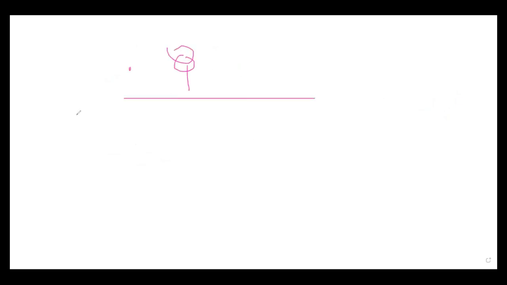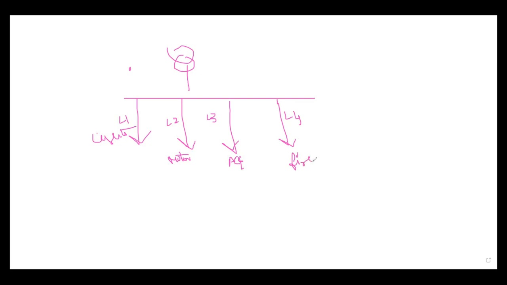This auxiliary transformer is connected to 4 loads. Load 1, load 2, load 3, load 4. This load is lights. This load is a motor. This load is some air conditioners, the ACs. And these loads are for the fire pumps. So out of this, this is the biggest motor.